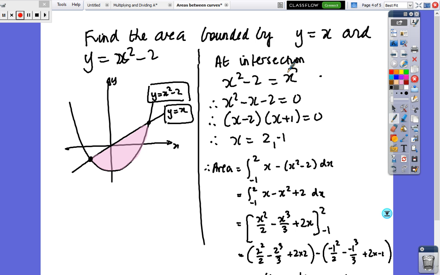We bring x across, make it a quadratic, factorize the quadratic, solve the quadratic, so we end up with 2 and minus 1. So that value is 2, that value is minus 1. And then the straight line sits on top, so we just do the straight line minus the parabola, and just be careful with your minus signs because a minus and a minus make a plus. Then we don't have to change the order. In here I've just left it as it is.